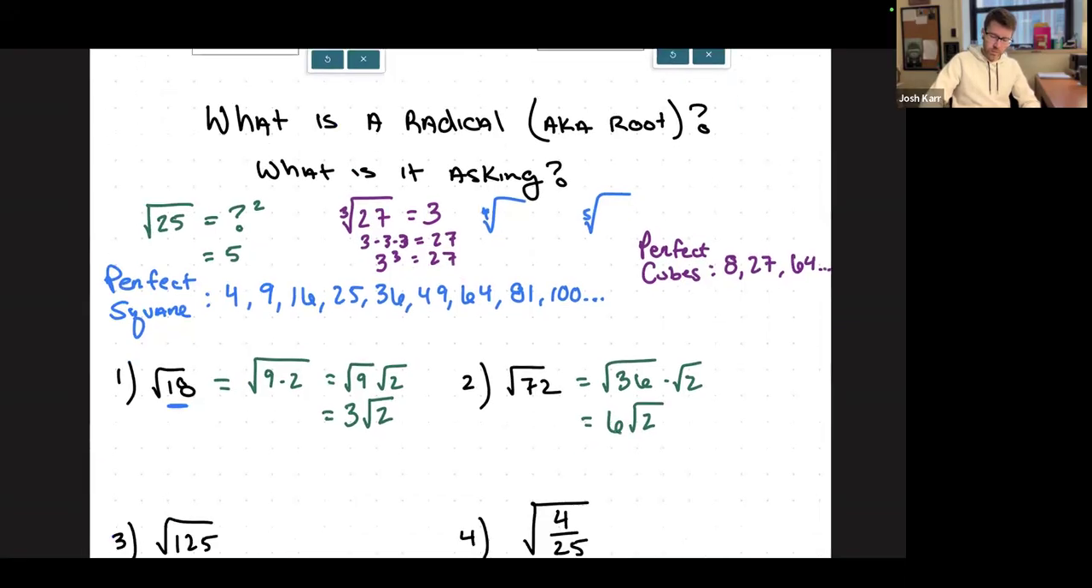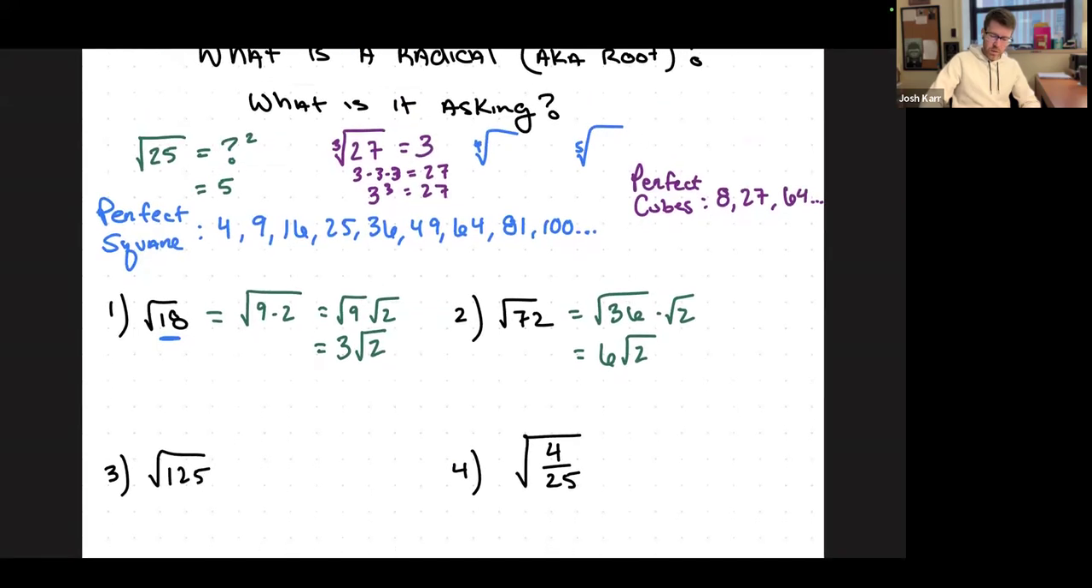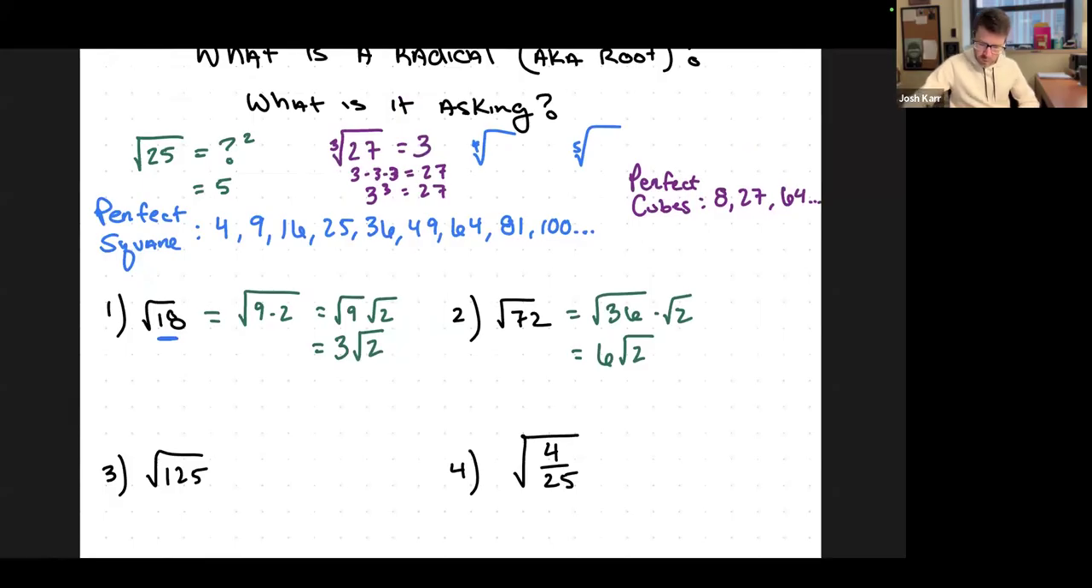Okay, let's try a few more. 125. So what perfect square goes into 125? And again, I encourage you to pause this and try any of these out on your own. Start to use your instincts here. What goes into 125? It ends in a 5. We know that 25 goes into 125. We're not going to find a larger one. 25 times 5 is 125.